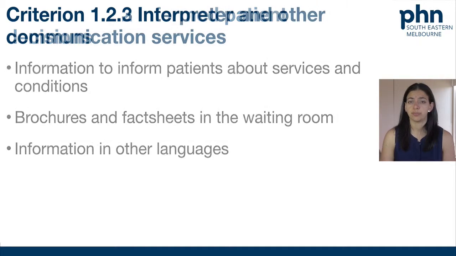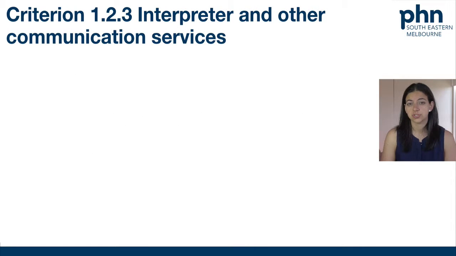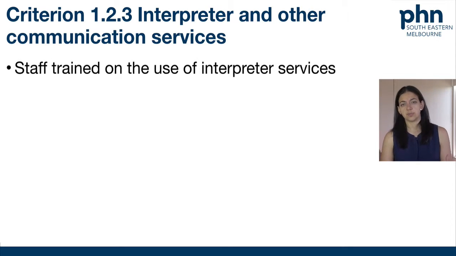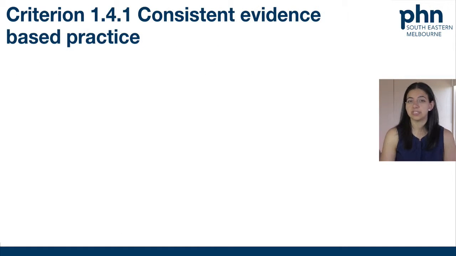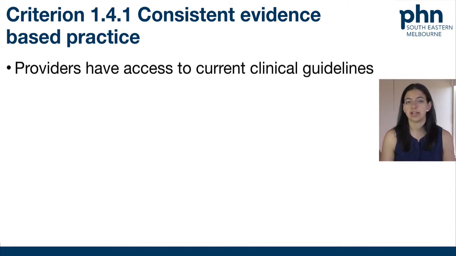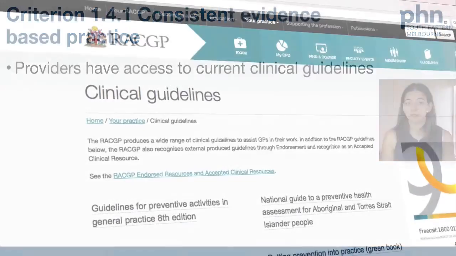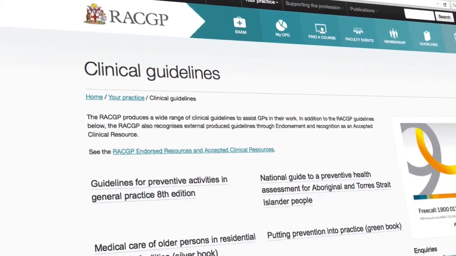Criterion 1.2.3, Interpreter and Other Communication Services. With this, all staff should be trained on the use of interpreter services and their contact details should be easily accessible. The staff training sheets, again, in the resource provide some helpful information on this topic. Criterion 1.4.1, Consistent Evidence-Based Practice. This indicator is about making sure your providers have access to current clinical guidelines. These are most readily available in electronic format from the RCGP website.